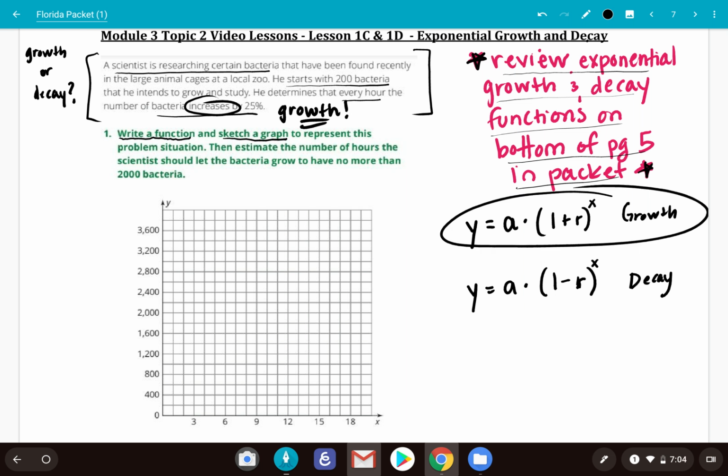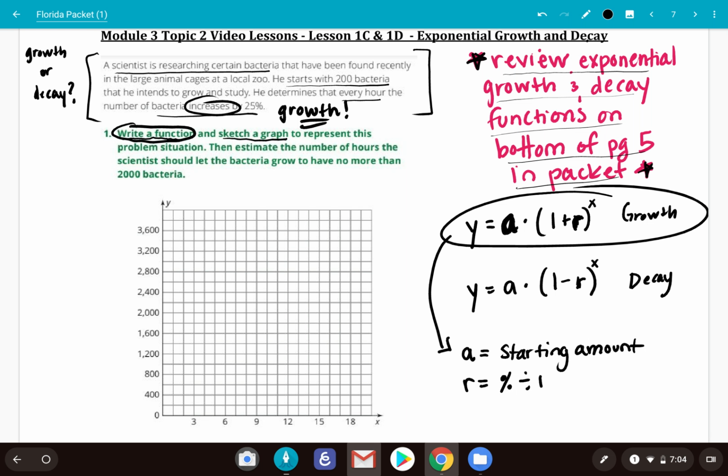So in order to write an exponential growth function, what we're going to do is substitute in our A value and our R value. The A value is your starting amount. Your R value is your growth, the percent of increase or decrease, and you're going to divide it by 100. So I'm going to do 25% divided by 100, which gives me 0.25.